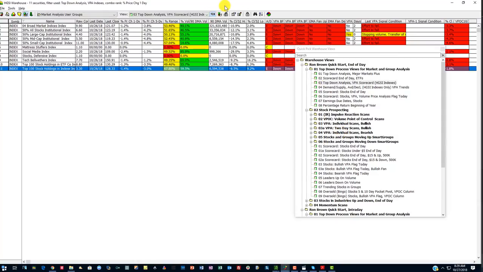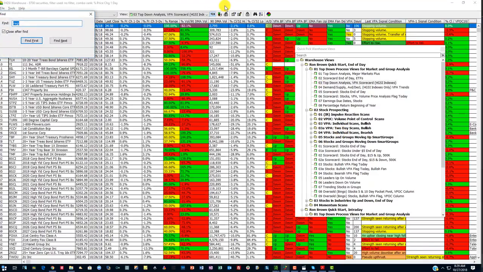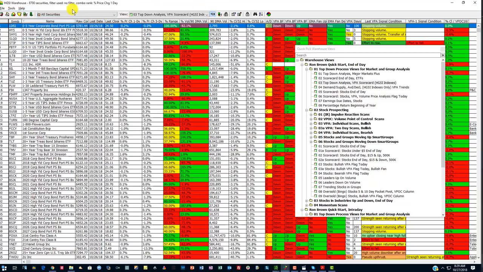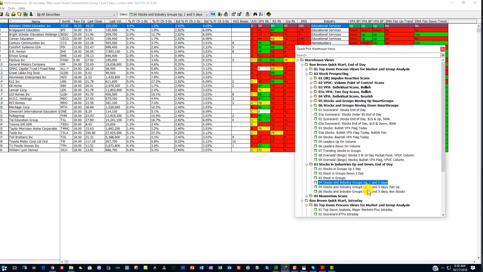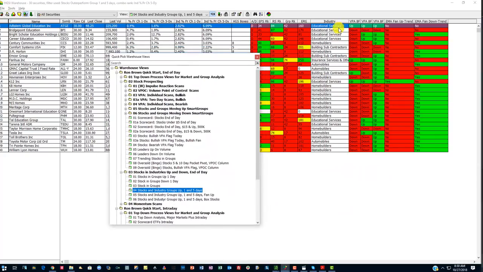I'm going to go to All Securities. I'll hit my alternate key and spacebar at the same time. You can see it takes me to All Securities. And I'm going to go to my top-down views, in folder number 3. There's 3 new views here. These are stocks and industry groups that have moved up 1 in 5 days. In other words, they're higher now than they were both 1 and 5 days ago.